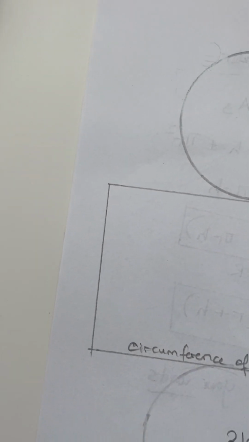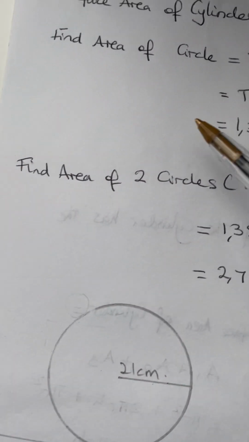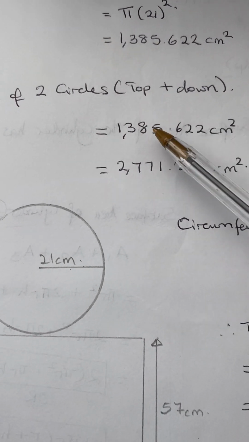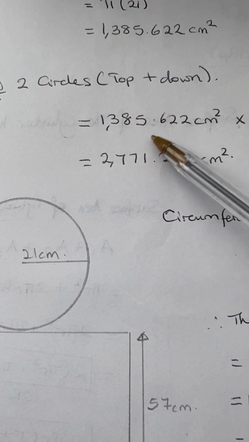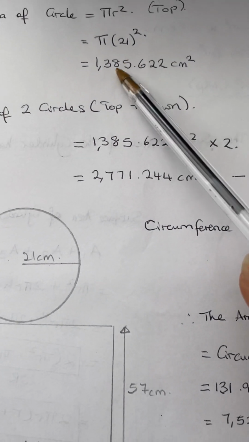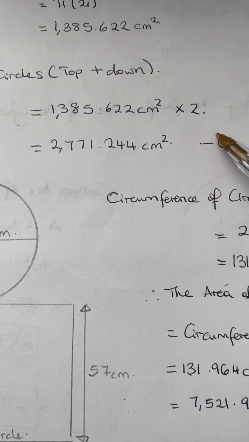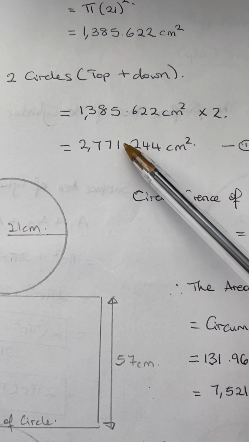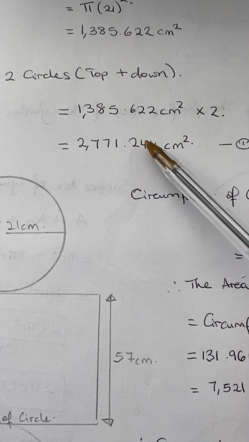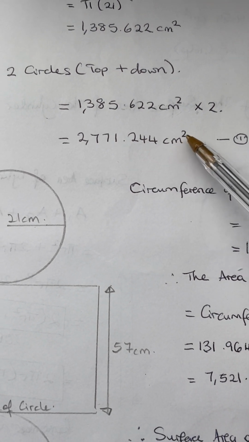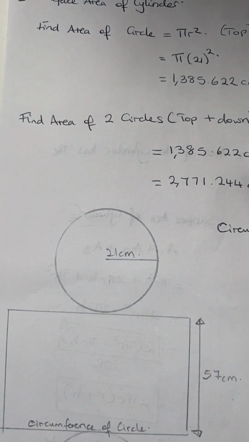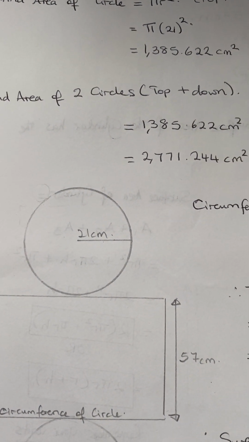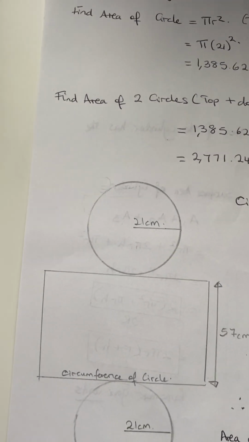So we found the area of the top, we multiply by 2, and we find the area of the top and the down. So if we multiply this figure by 2 on the calculator, we have 2771.244 centimeters squared. So that will be the surface area for the top and the down of the cylinder.